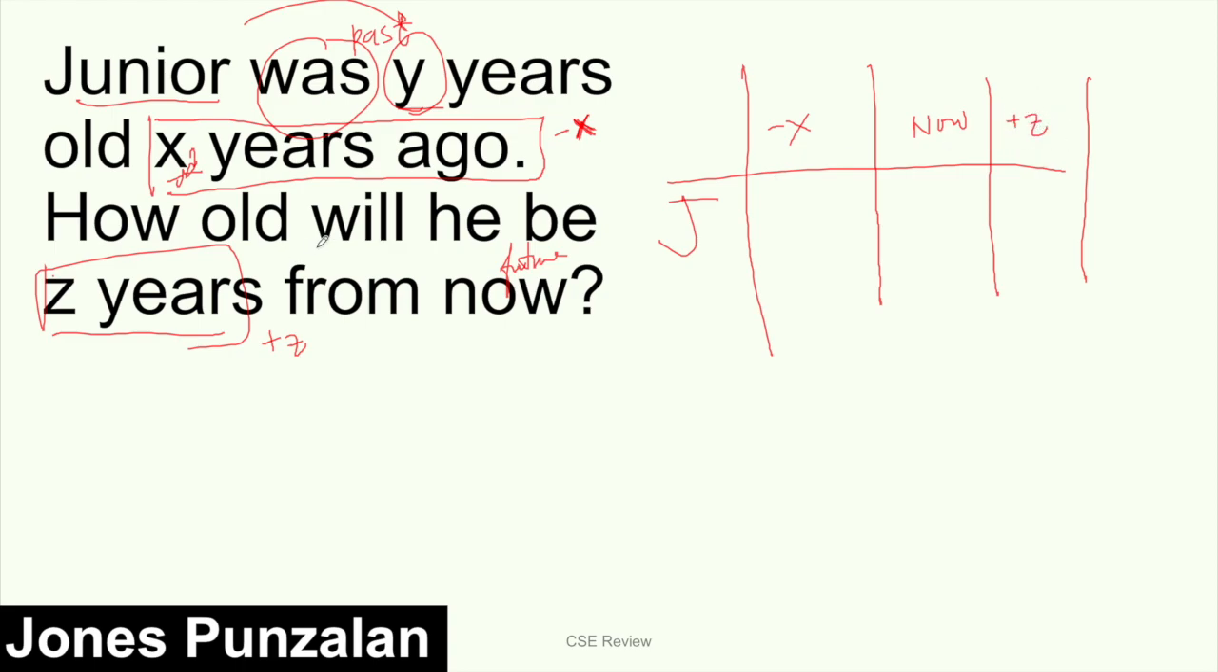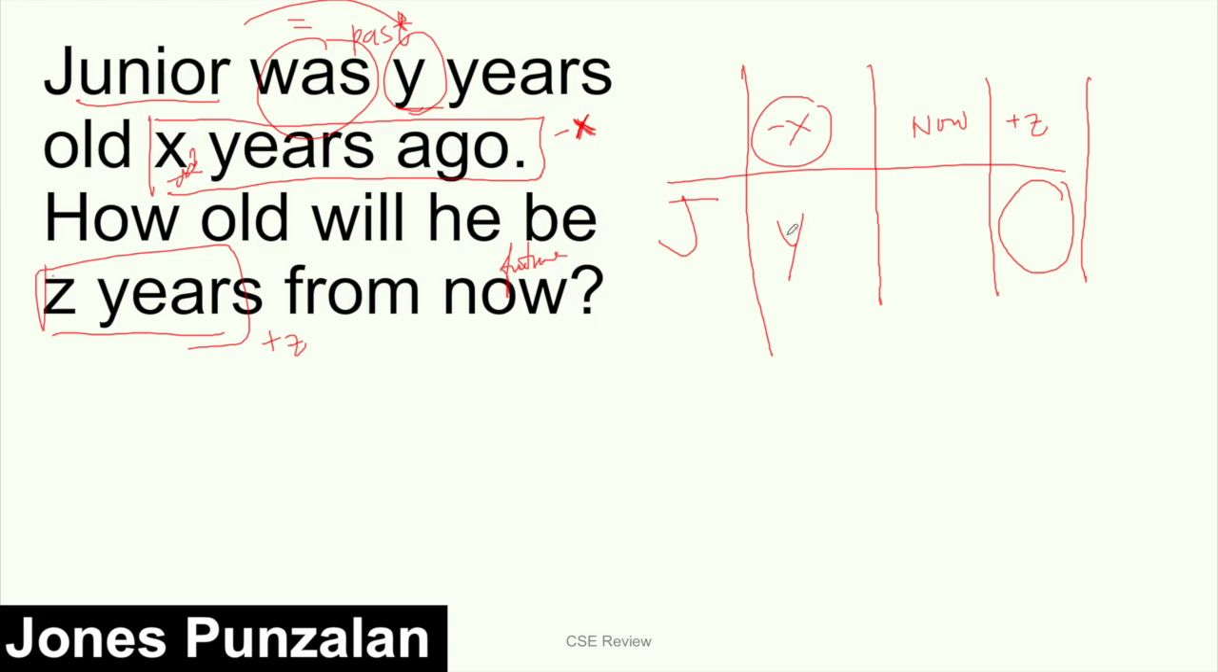Ang hinahanap is how old will he be Z years from now. So, ito yung hinahanap, Z years from now. Ang binigay is that siya daw, Junior was equals Y years old X years ago. So, nung X years ago, siya ay Y years old. Ano ngayon ang gagawin natin? Para makarating ka dun sa plus Z, what do you need to do?